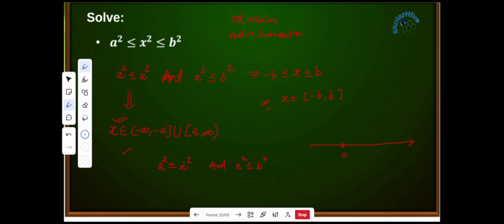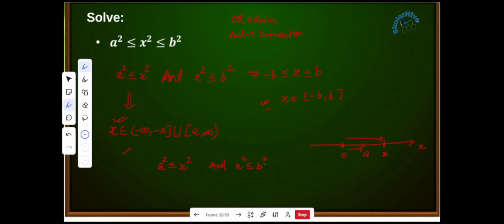So here, if you're taking any point x on this number line, the square of that will be bigger than a square. It means if you are taking x over here, then the distance of point x from origin is this much, and the distance of point a from origin will be less than that. So here x square is greater than a square. It means the distance of x from origin is greater than the distance of point a from origin.